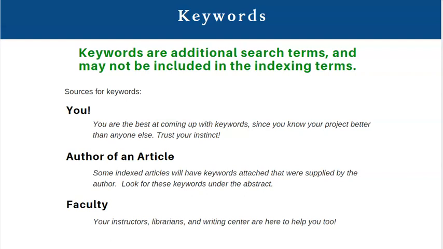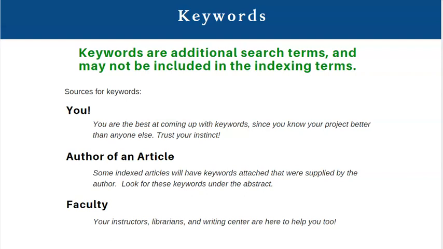Finally, keywords are additional search terms and may not be included in the indexing or controlled vocabulary. How do you find keywords? You're the best source for coming up with keywords. You know your project better than anyone else, so trust your instinct. If you think that something would be termed a certain way, make sure you search on that term also. You should search that term in combination with the controlled vocabulary of subject and medical subject headings.